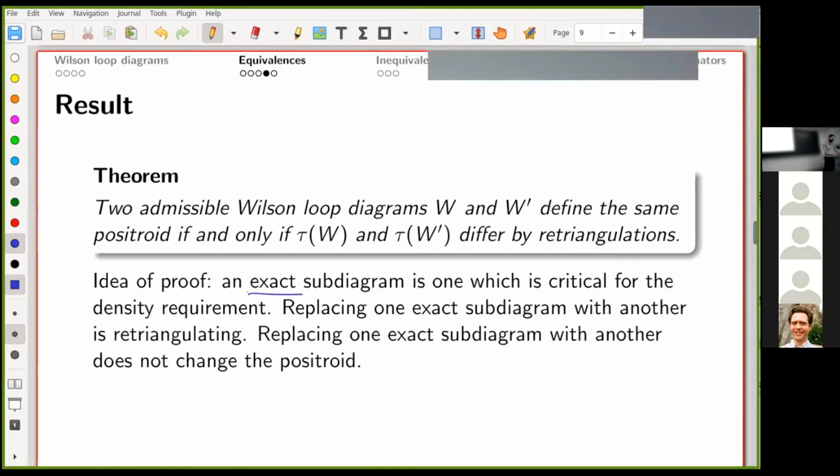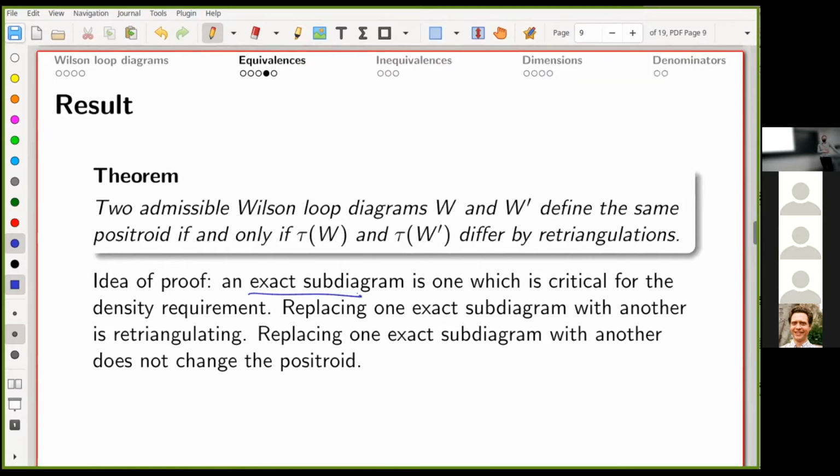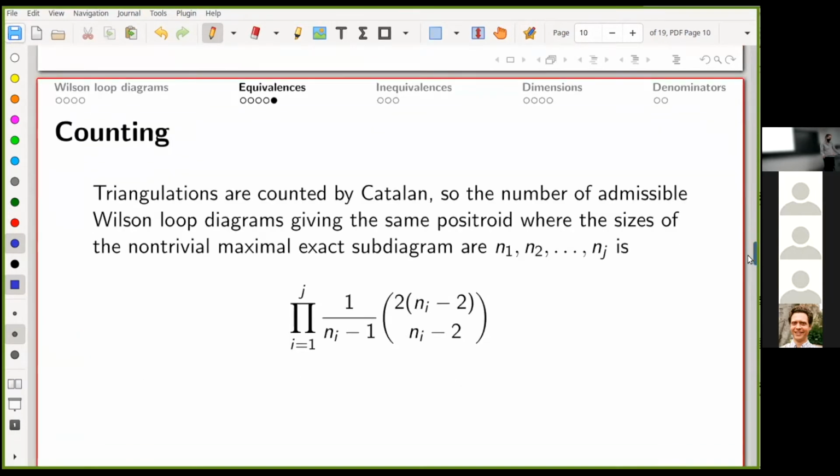The notion of these exact subdiagrams, which are the ones that are triangulations when you move to the polygon dissection, they're important for that, and they're kind of the only way. They're the ones that are critical for that initial density condition. They're exactly the triangulations, and somehow you don't care what the actual structure inside that triangulated piece is. As a consequence, that means you can count easily how many equivalent diagrams there are given a diagram, because there's Catalan many triangulations. And so you just take the sizes of the different triangulated pieces and multiply the appropriate Catalan numbers together. And there you go.